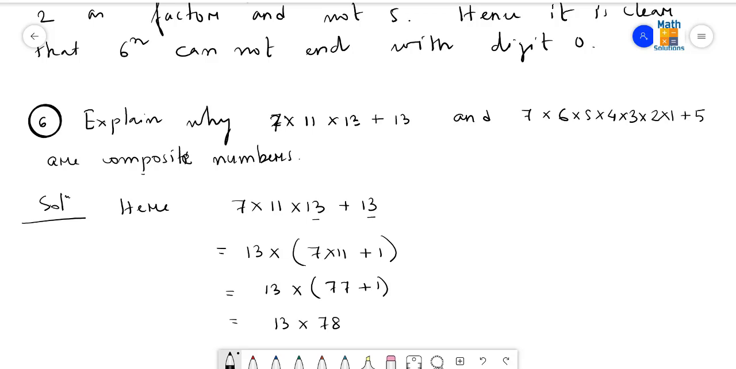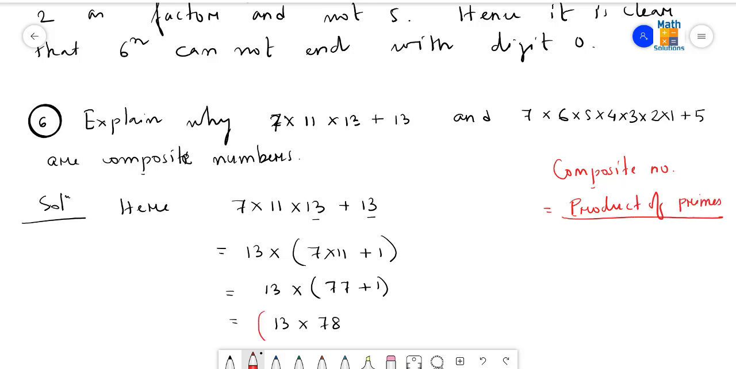Now, what is the definition of a composite number? A composite number is a product of primes. In this case, we are already getting 13 as a prime number. What will happen to this 78? We have to do factorization on this part.